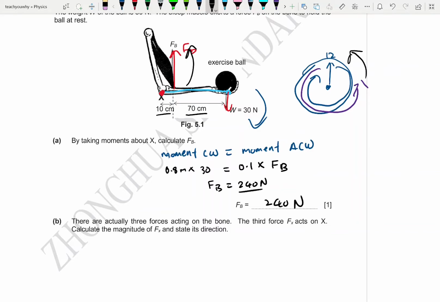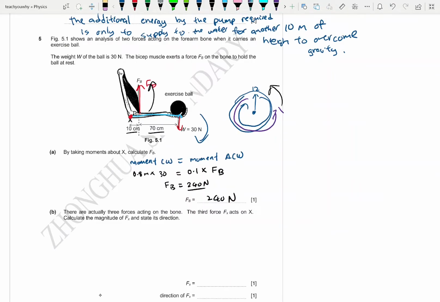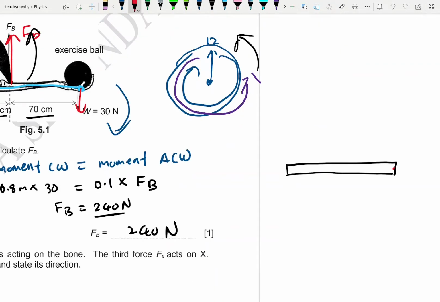Alright, there are actually three forces acting on the bone. Calculate the magnitude Fx and state its direction. Okay, so in this case, we will look at it like a free body diagram. So you have a bone, not a very nice bone, but whatever. This bone has a weight of the ball here, which is 30 Newton, and then it has a force here pulling up, which is 240 Newtons.